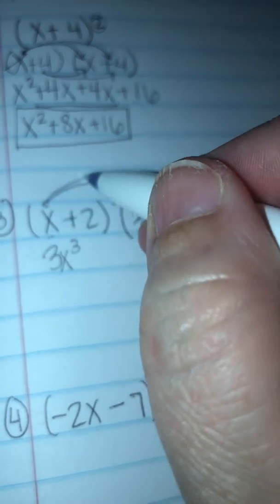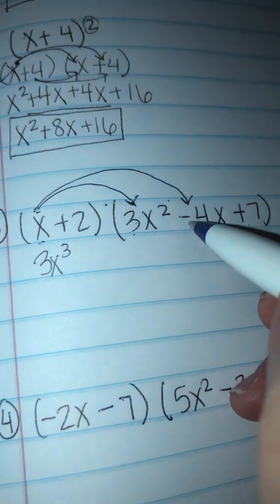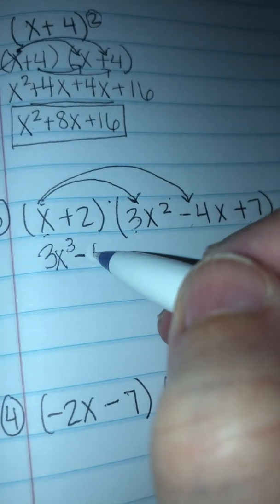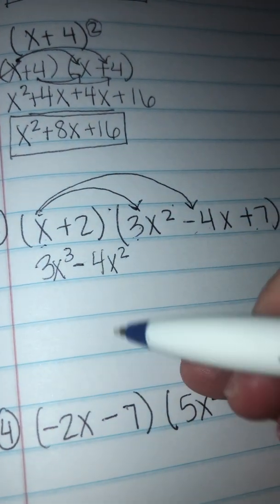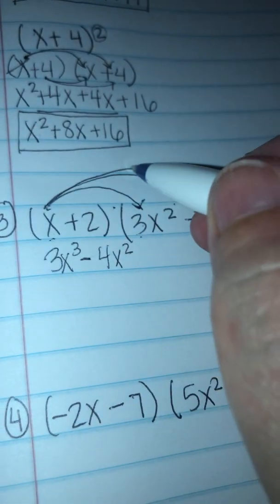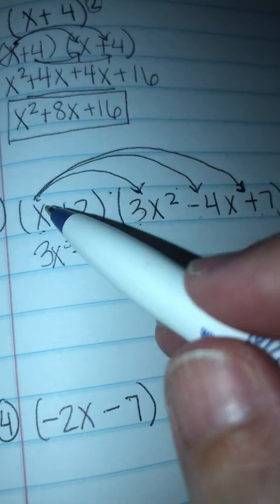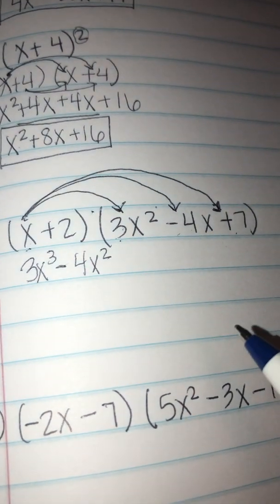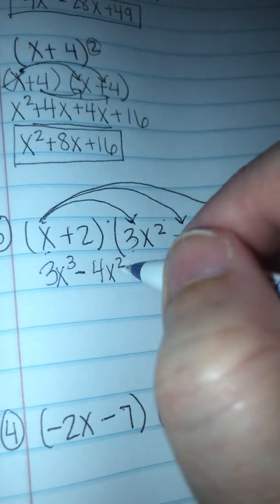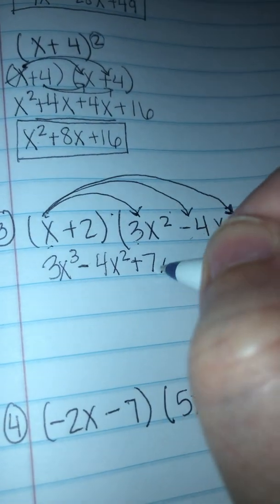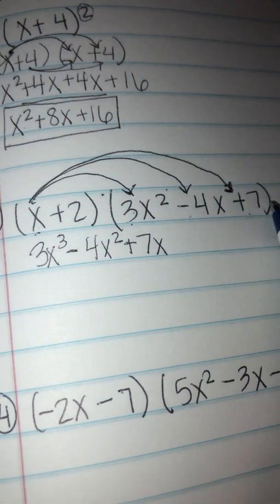Then I'm going to do x times that second term in the second set of parentheses. X times negative 4x. Negative 4, x times x is x squared. Then multiply x times the last one. You don't necessarily have to draw these lines. I'm just showing you this so you can see when you look back at your notes where these products came from. X times positive 7, positive 7x. I have taken this x and I have distributed to everything over here.